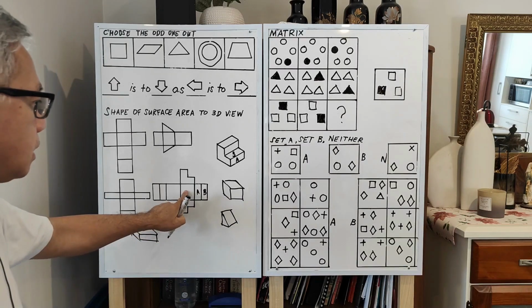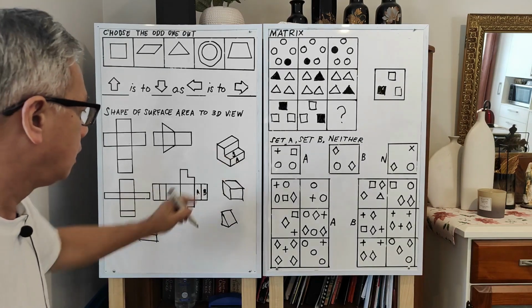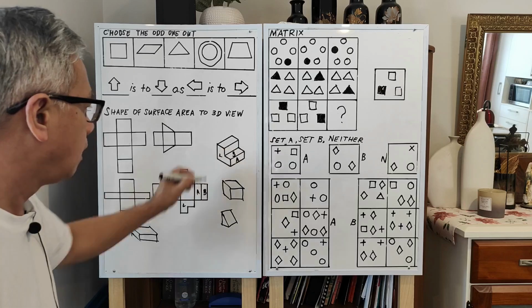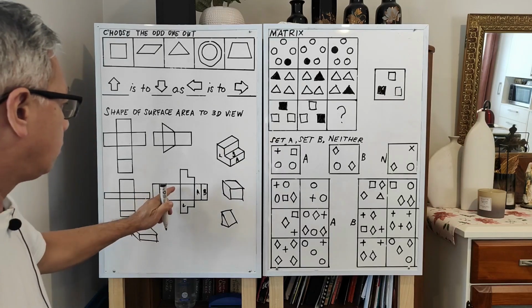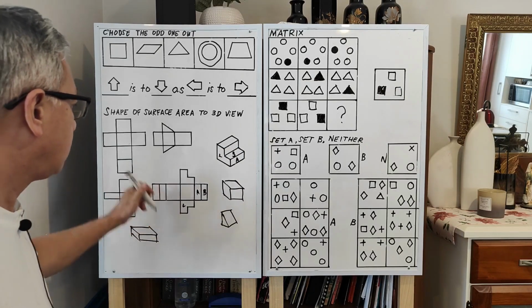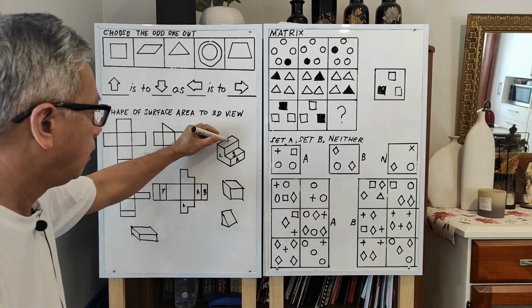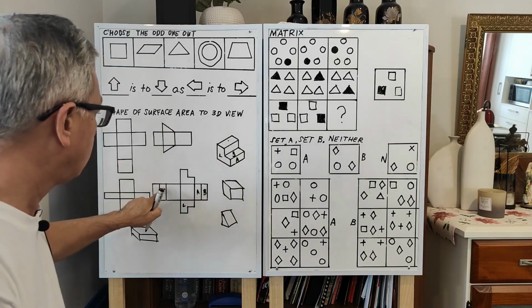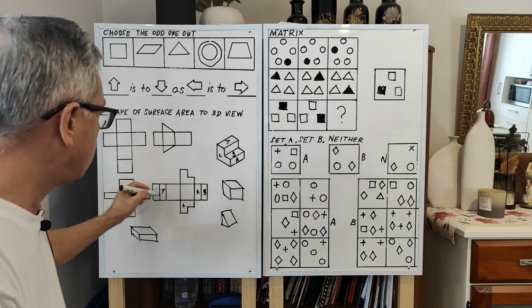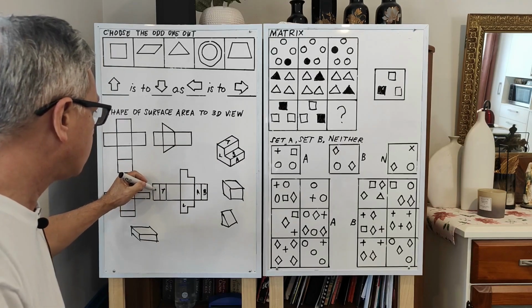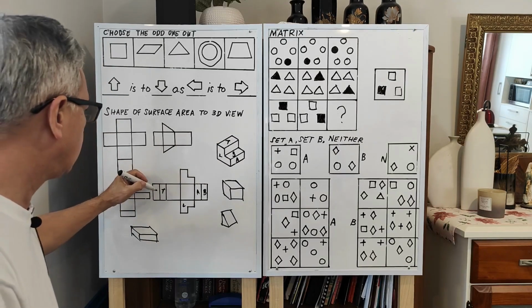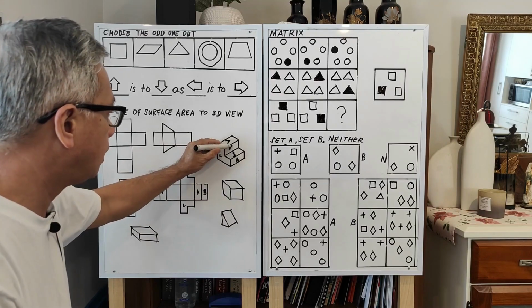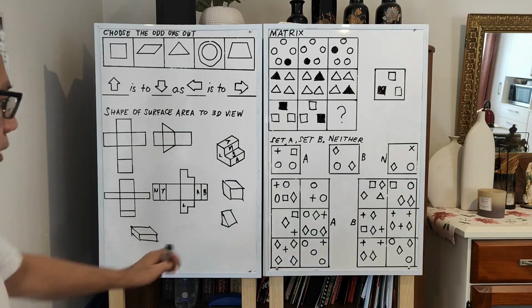So this is the base. This one will be the left side. And this will be at the back. This will be the top. Yep, this will be the top, and this will be the next, let's say M. This will be M. So this is your answer.